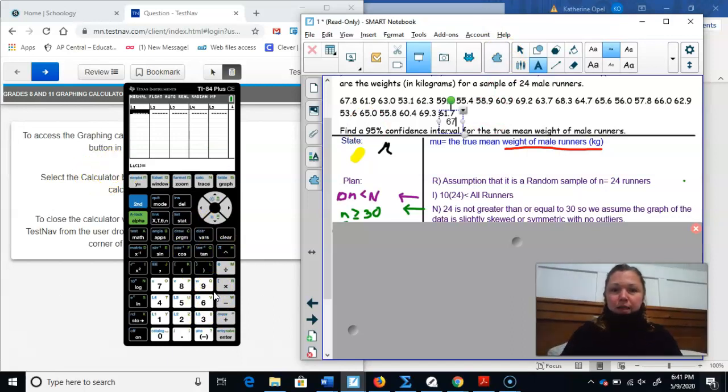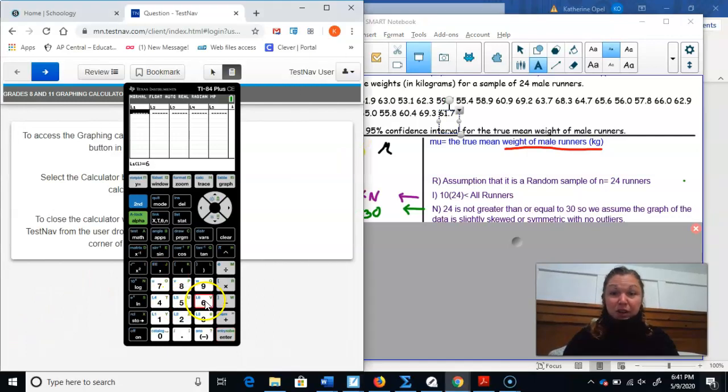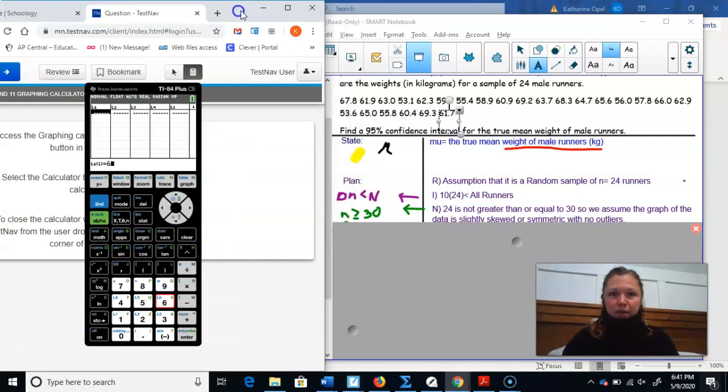So the first one I have is 67. Oops, let me make, oh dang it, I just did it. I was on the wrong screen, sorry. Make sure you're on the right screen here. I'm going to move this over just a little bit. 67.8, because that's the first number I see, hit enter.